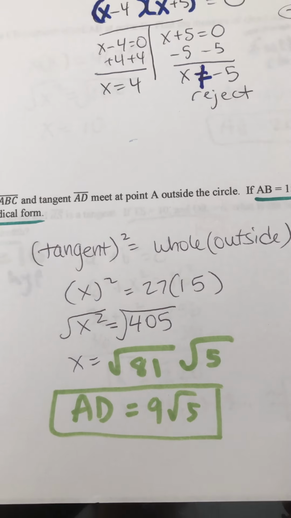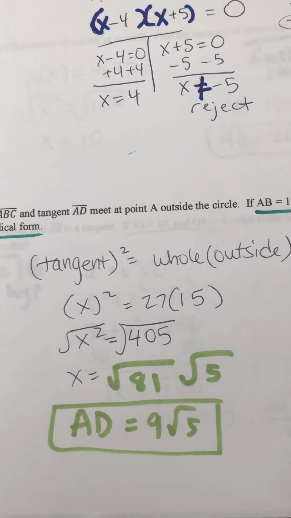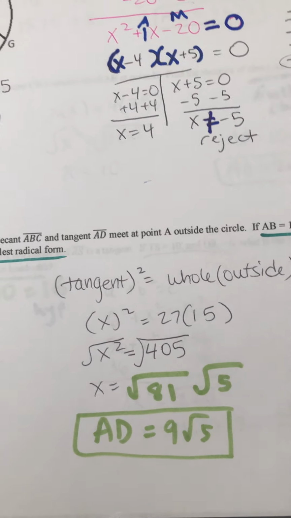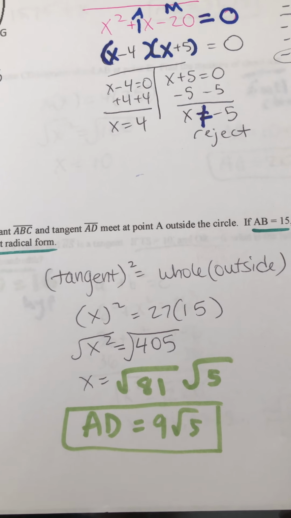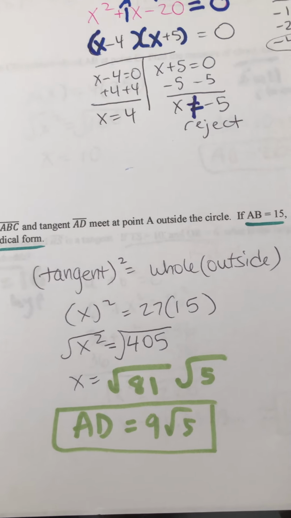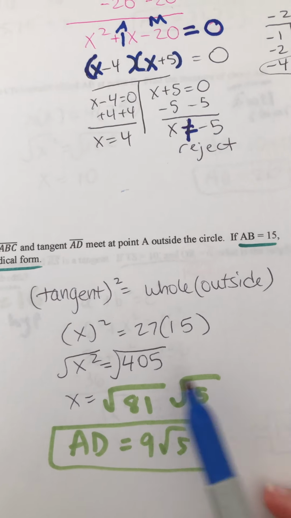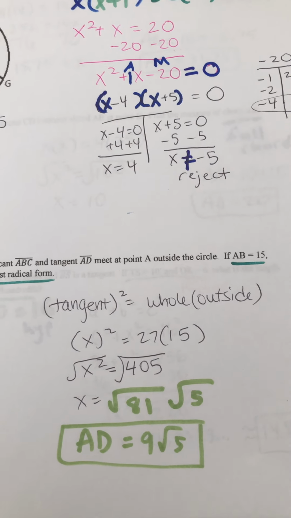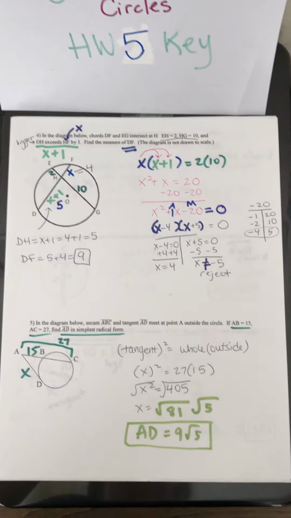Take a look at the math. 405 is what you get when you multiply the two numbers. And we want simplest radical form. So you test out other perfect squares, but the largest perfect square and the best perfect square is 81. 405 divided by 81 is 5, so 81 times 5. And then the square root of 81 is 9, so AD equals 9 square root 5.